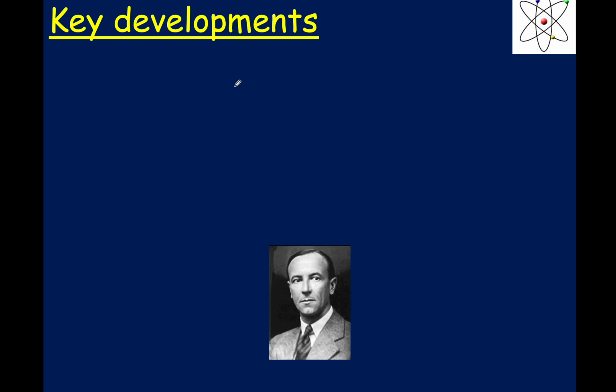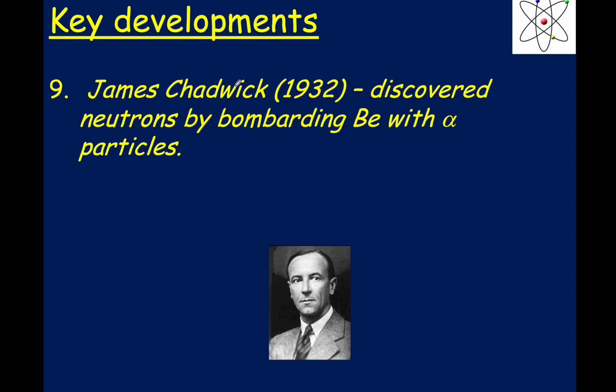Now, Rutherford had loads of different people working for him. One of them is this gentleman. His name is James Chadwick, and he is responsible for doing neutrons, and he did that by bombarding beryllium with alpha particles. Okay, so in a very similar experiment, he worked out neutrons.